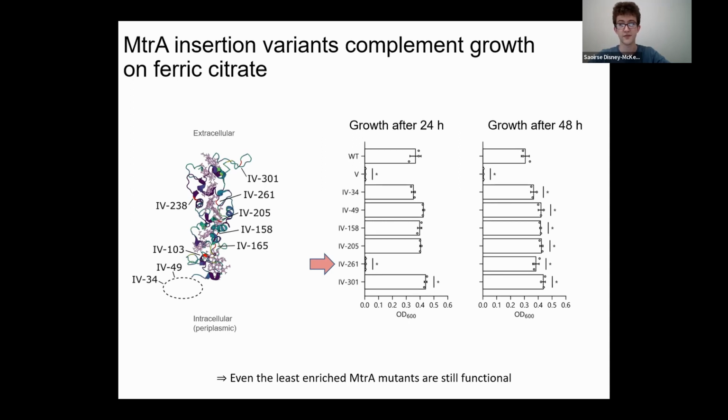And even more surprising is after 48 hours, this insertion within a heme binding motif grew to about the same final density as the wild type and the other insertion variants. So the takeaway was that even the least enriched MtrA mutants are still pretty functional.